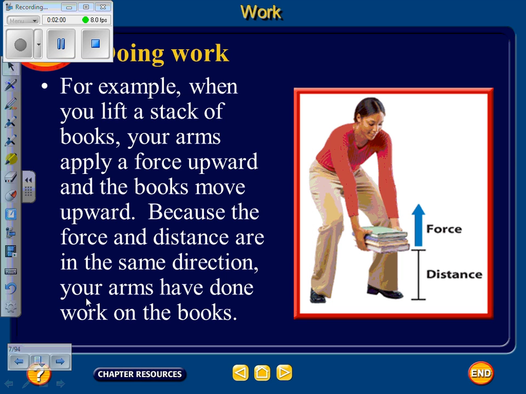An example: when you lift a stack of books, your arms apply a force upward and the books move upward. Because the force and distance are in the same direction, your arms have done work on the books. So, in this example, the girl is picking the books up off the floor. The force is in the same direction. She's moving the books.